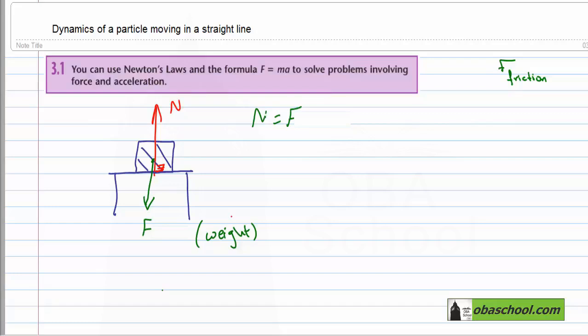The normal reaction is the force exerted by the table on the box, since N acts in the opposite direction of F. N is perpendicular to the table and acting upwards. So that was the normal reaction.